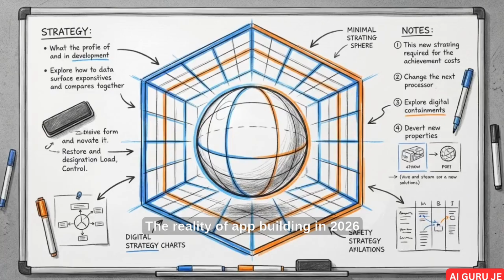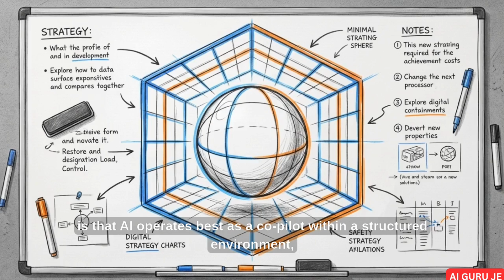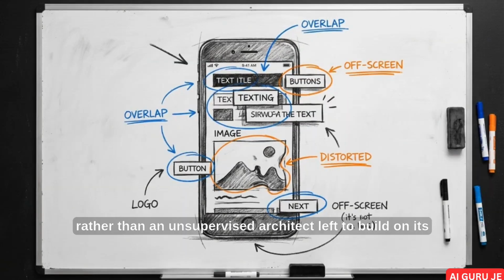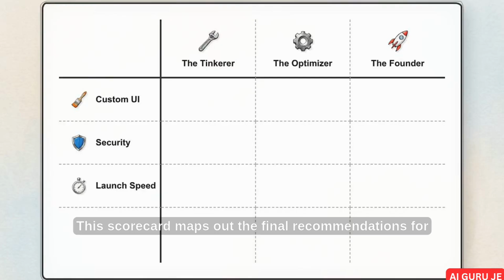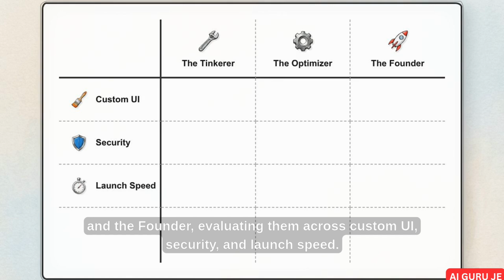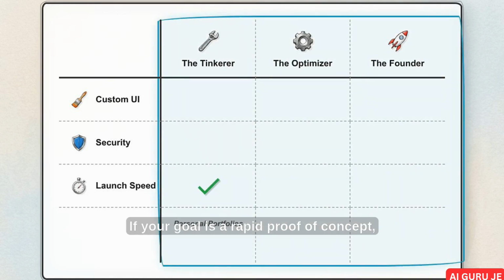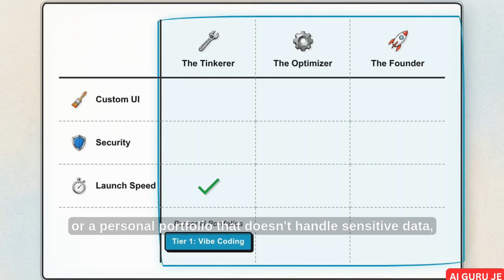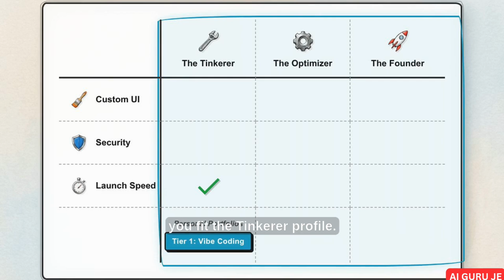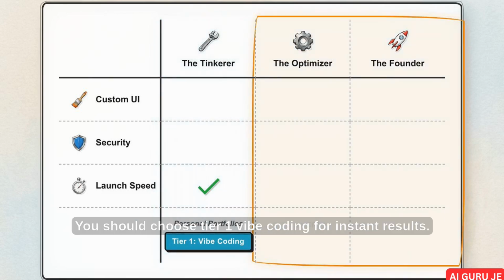The reality of app building in 2026 is that AI operates best as a co-pilot within a structured environment, rather than an unsupervised architect left to build on its own. This scorecard maps out the final recommendations for 3 specific builder profiles: the tinkerer, the optimizer, and the founder, evaluating them across custom UI, security, and launch speed. If your goal is a rapid proof of concept or a personal portfolio that doesn't handle sensitive data, you fit the tinkerer profile. You should choose Tier 1 vibe coding for instant results.